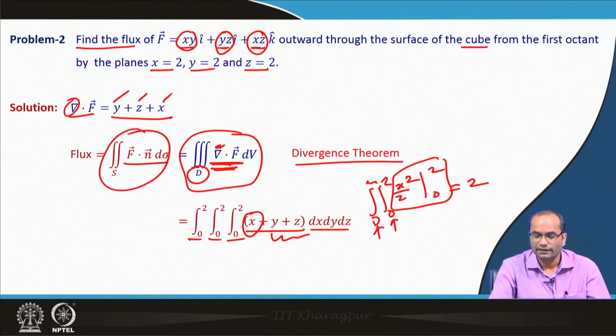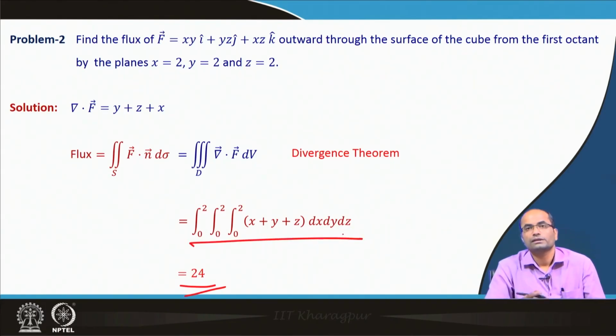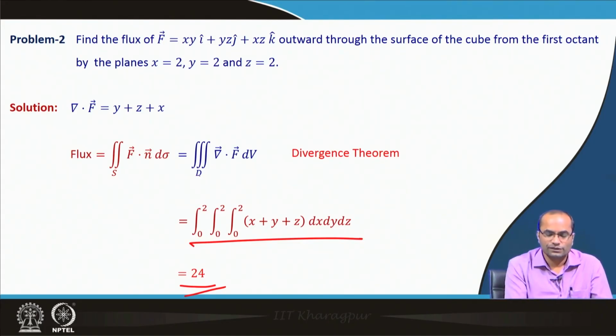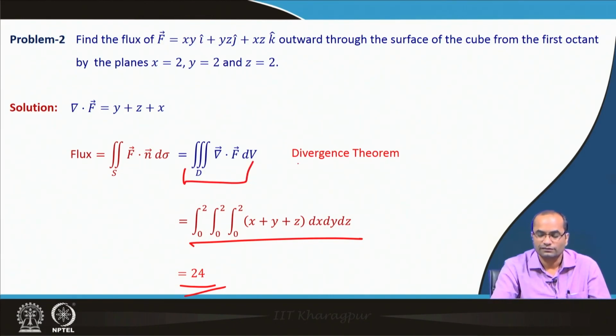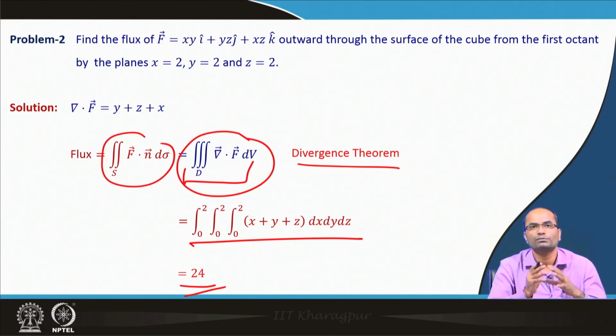So, we have the 8 and then there are 3. So, we will get 24 as a result of this whole integral. Here we have not verified, but we have just used the convenience of this divergence theorem to evaluate this flux using the volume integral.